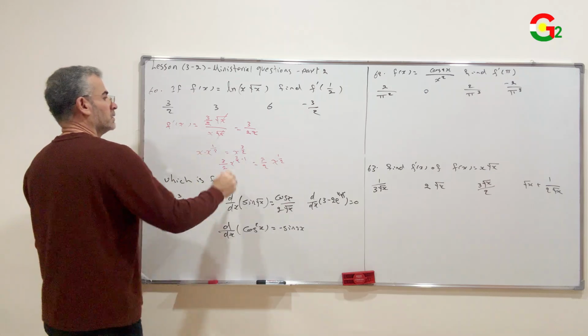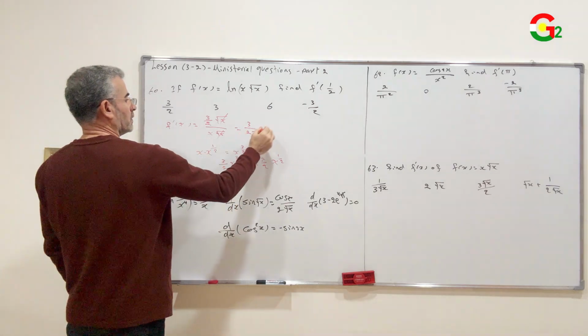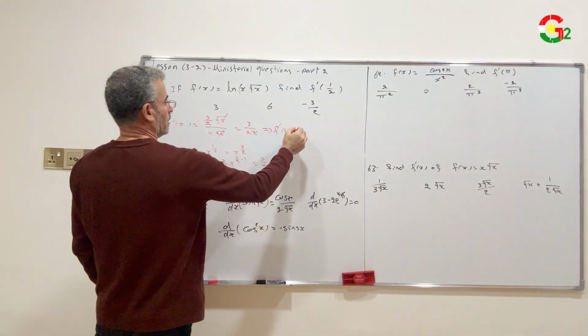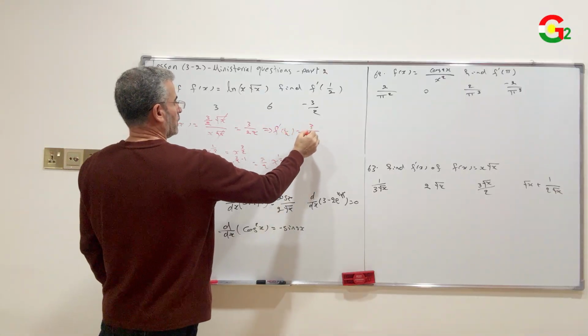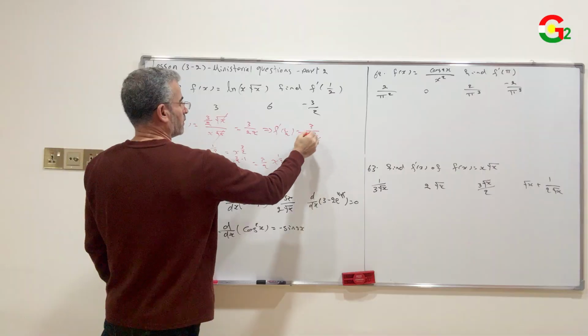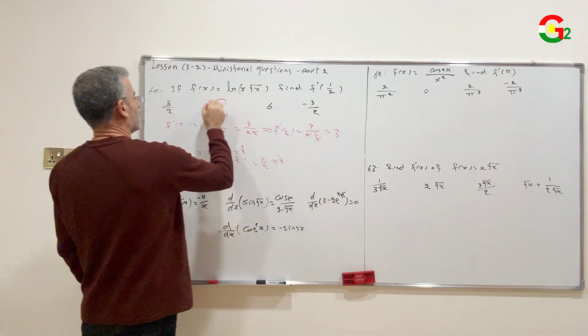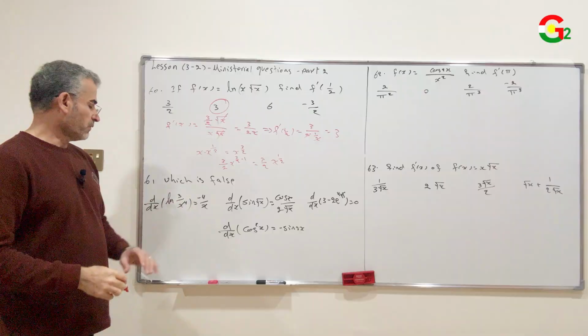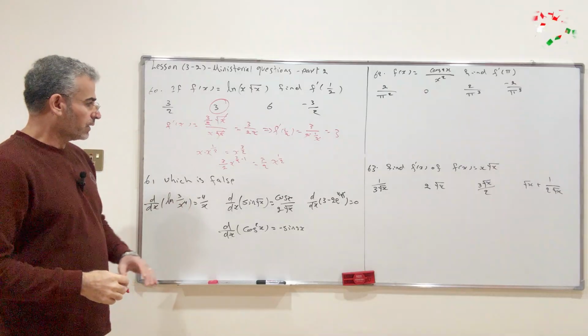At a half, f prime of 1/2 equals 3 over 2 times 1/2, equal to 3. The right choice is B.